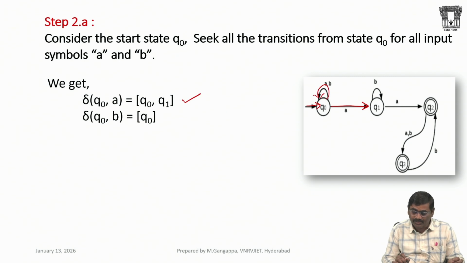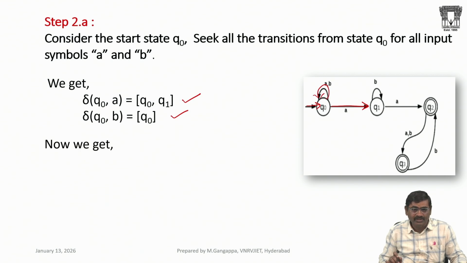The second one is Q0 on B. Because Q0 is the initial state, we have already seen how to get the transition on the input A. Similarly, now we are going to see how to get the transition on input B from the state Q0. So this is how we get Q0 on B, we can go to Q0. Now we need to enter these values into the table.